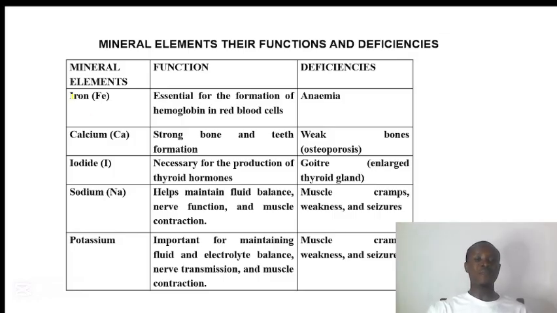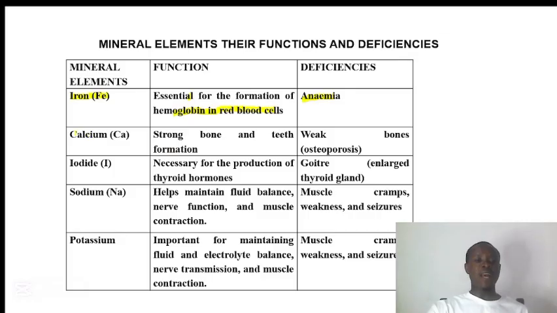So we have, number one here, iron. Iron is essential for the formation of hemoglobin in red blood cells. These hemoglobin are responsible for transport of oxygen. And if a person lacks iron, that person will experience what we call anemia. As I said, anemia can be caused as a result of lack of red blood cells or lack of hemoglobin in the red blood cells.